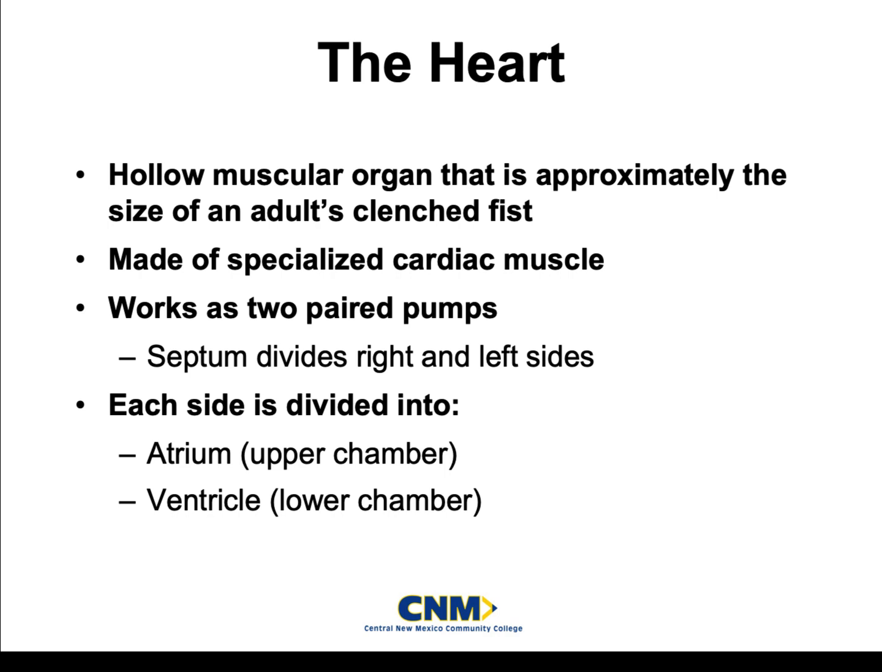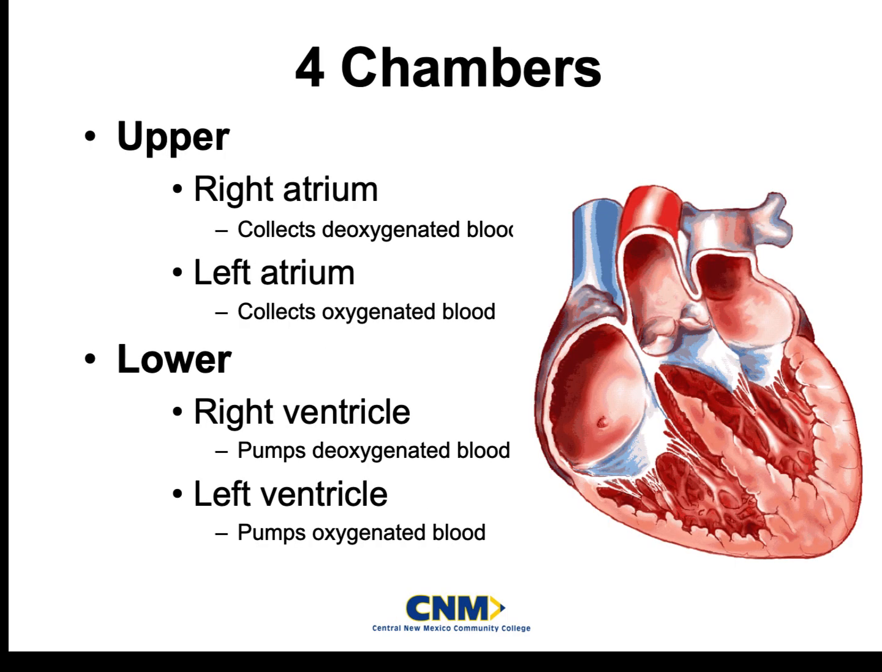It's about the size of your fist. It's located on the left side of your chest, and it's divided not only into the right and left heart, but also from top and bottom. The atria are on the top, and the ventricles are on the bottom. Our heart consists of four different chambers. We have our upper chambers, which are the atriums, a right and left atrium.